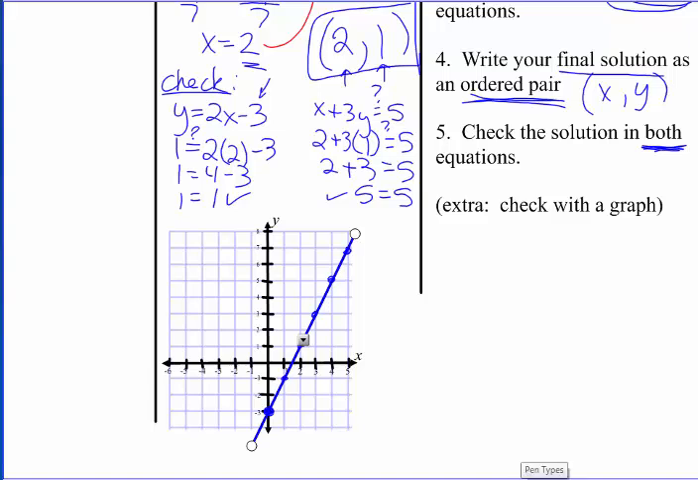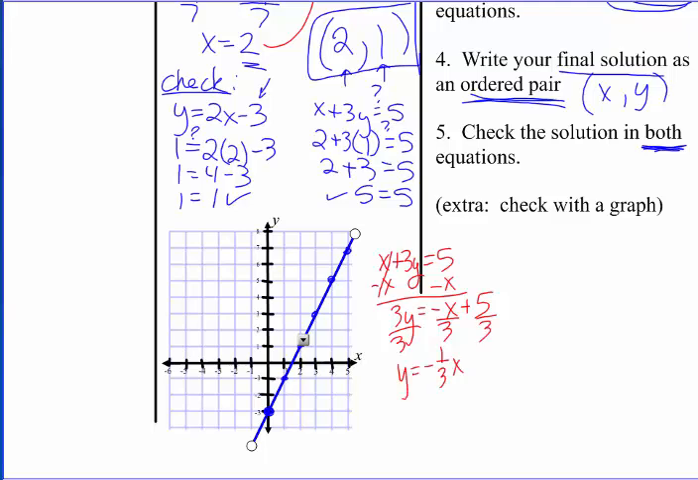For the other one, you have to rewrite it first. Okay, so we get the y by itself. So don't forget, get the y by itself first. We did this last time. Divide by 3. So y equals negative 1/3 x. Ooh, this is a little tricky. That'd be 1 2/3. So when you graph it, the y-intercept is at 1 2/3.